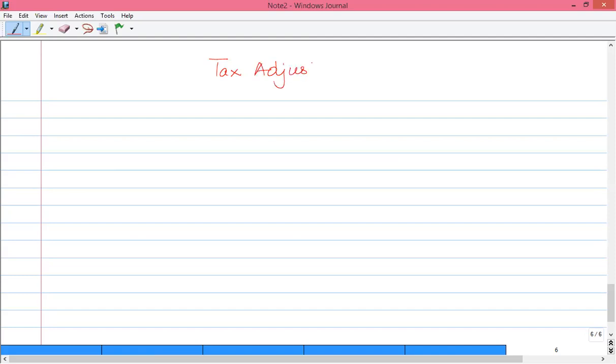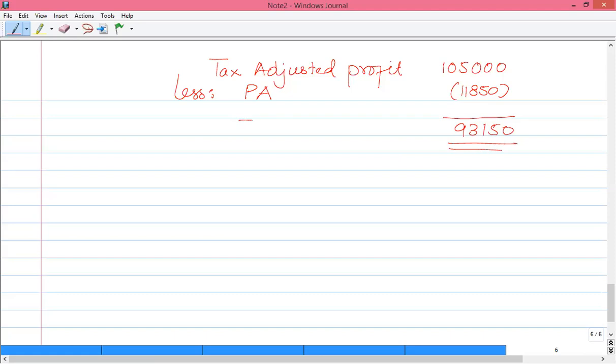Tax adjusted profit 105,000. Now deduct the personal allowance. As we have a personal pension contribution, the full personal allowance will be available. The remaining value is 93,150, and this is taxable income. No need to find out ANI as it will be less than 100,000. Now let's calculate the income tax liability. So we have to apply it on non-savings income.